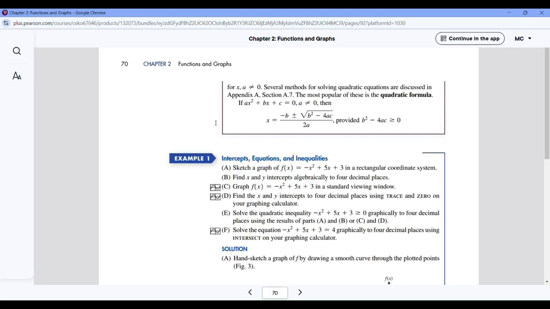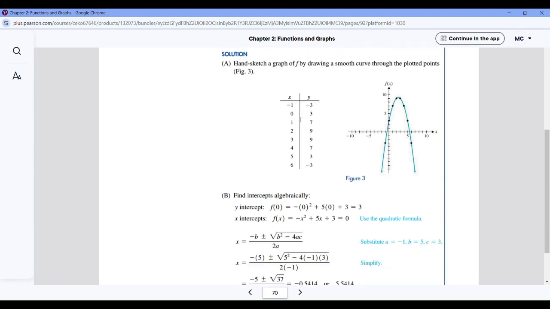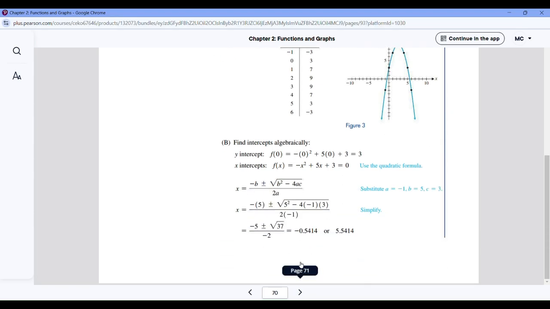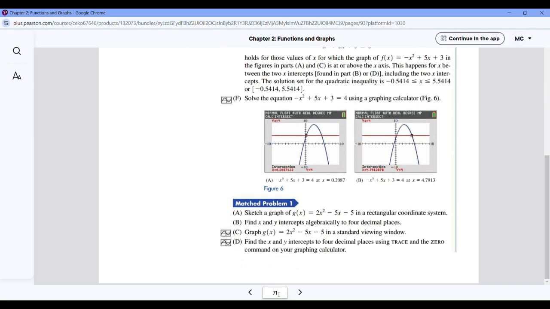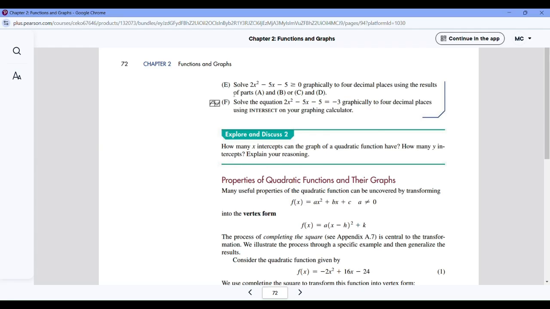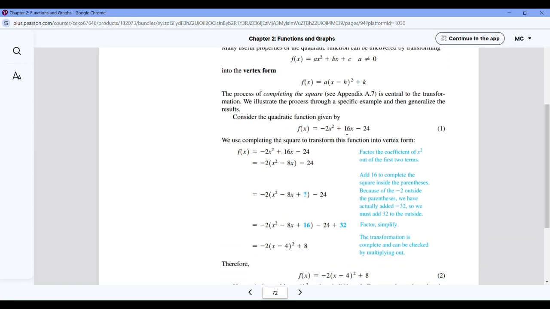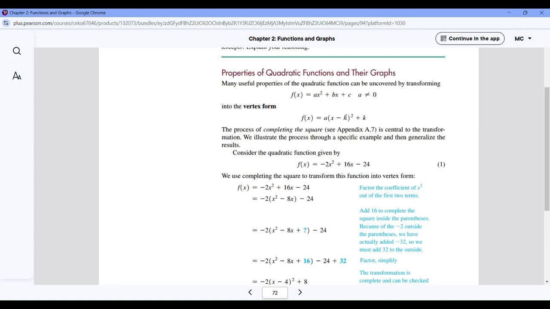Moving on. To solve for the roots or the solutions for the quadratic equation, you have to use the quadratic formula, which is what we use for everything. Negative b plus or minus square root of b squared minus 4ac, all divided by 2a. Just sketching some basic characteristics and then solving for them. Totally cool with that. Using a graphing calculator, totally cool. Solving for the intersections, awesome. How many x-intercepts can the graph of a quadratic function have? 2, 1, or 0. It either touches the axis twice, it touches it once, or it touches it 0 times.